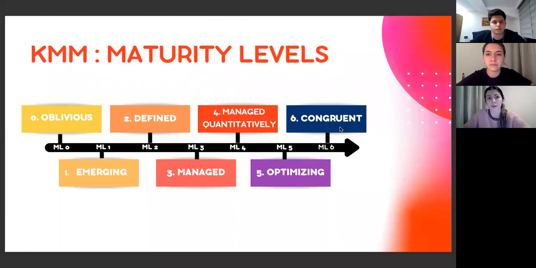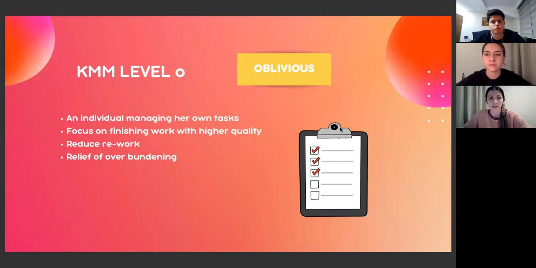Kanban maturity model has 7 maturity levels. 0 is oblivious. The first one is emerging, second is defined, third one is managed, fourth one managed quantitatively, fifth one is optimizing, sixth one is congruent. At level 0, oblivious: an individual managing her own tasks, focus on finishing work with higher quality, reduce rework, and relief of overburdening.